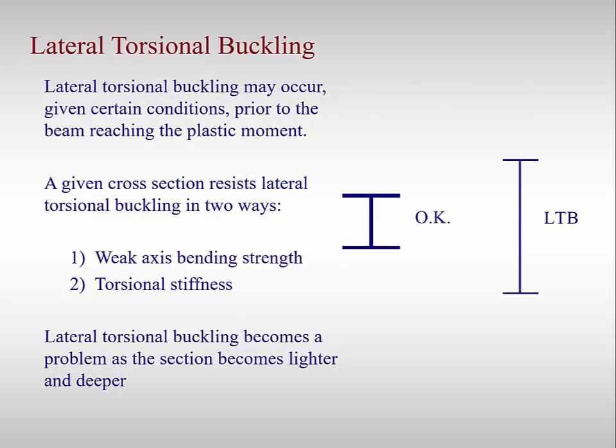Lateral torsional buckling can occur under certain conditions prior to the beam reaching the plastic moment. A given cross-section resists lateral torsional buckling with two types of stiffnesses: its weak axis bending stiffness and its torsional stiffness. Note that short, stocky cross-sections are more resistant to lateral torsional buckling than tall, slender cross-sections.